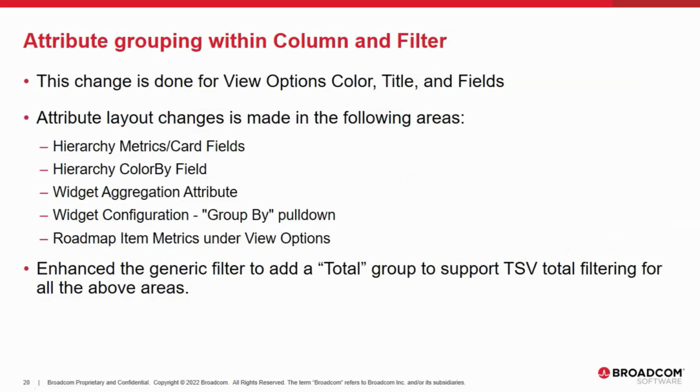This change is being done for the view option, color, tile, and fields. The attribute layout change is specifically being made in the following areas: hierarchy metric card fields, hierarchy color by field, widget aggregation attribute, widget configuration group by pull down, roadmap item metrics under view options. Enhance the generic filter to add the total group to support TSV total filtering for all of the above areas.